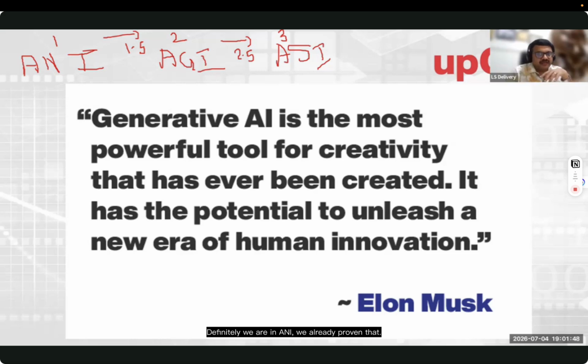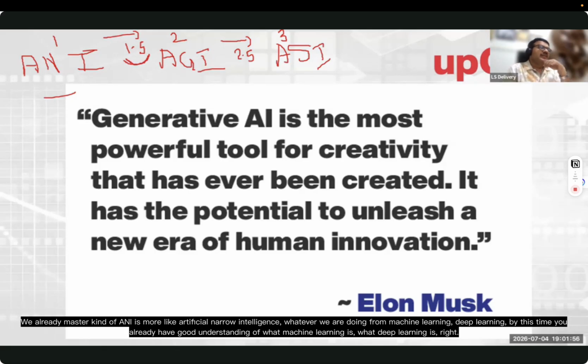So definitely we are in ANI. We have already proven that. My expectation is that we are marching towards AGI. We have already mastered ANI. ANI is artificial narrow intelligence, whatever we are doing with machine learning and deep learning. By this time, you already have a good understanding of what machine learning is, what deep learning is, right?